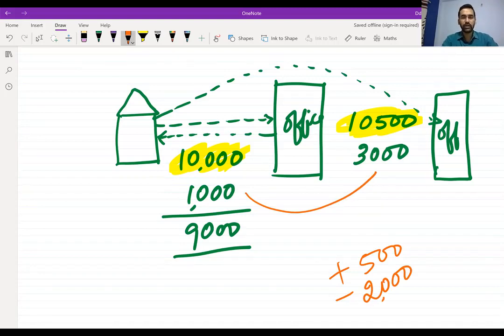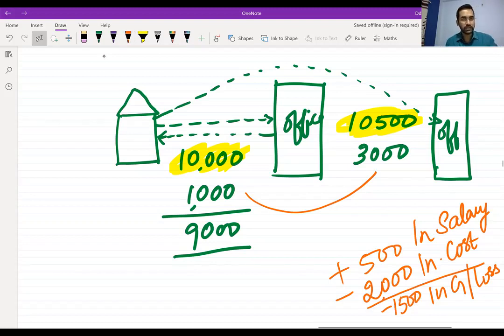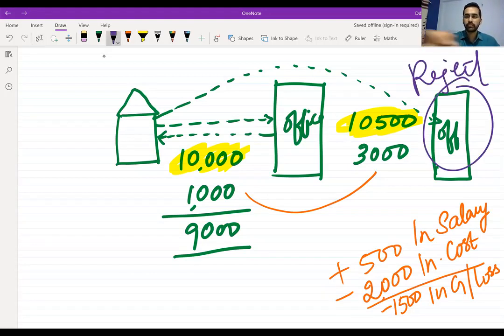Now, can I call 500 incremental salary? Correct. Can I call 2,000 incremental cost? The difference is incremental gain or loss. In my example, there is a loss of 1500. That means you should not accept the second company's job. Reject this. Right. Apply this concept to my problem.